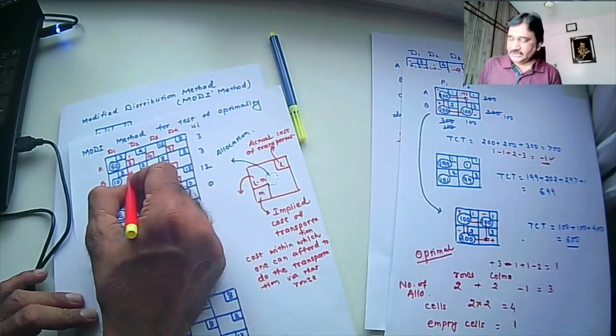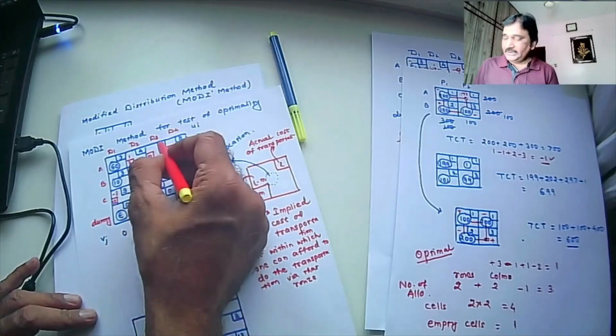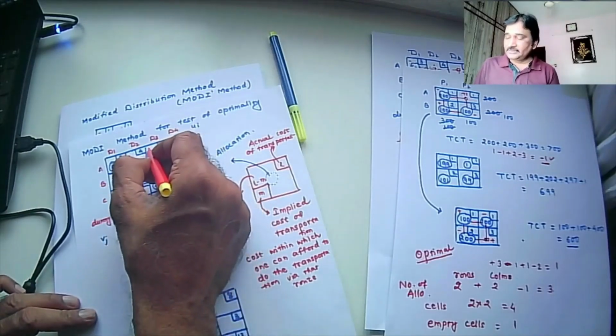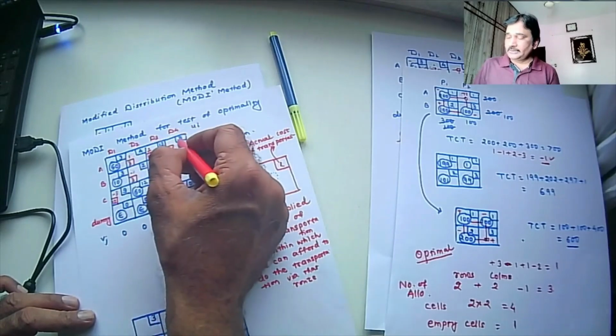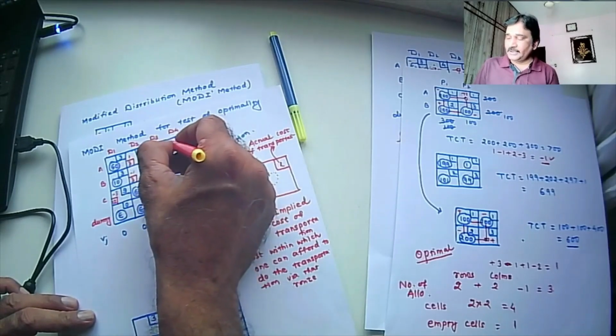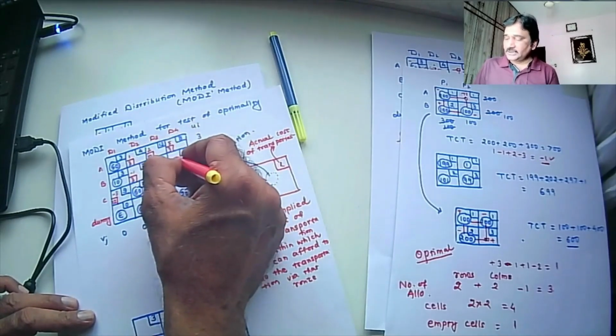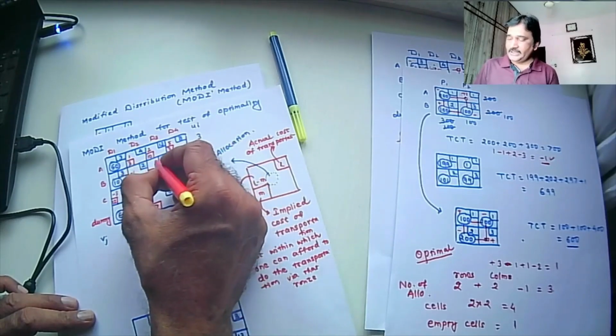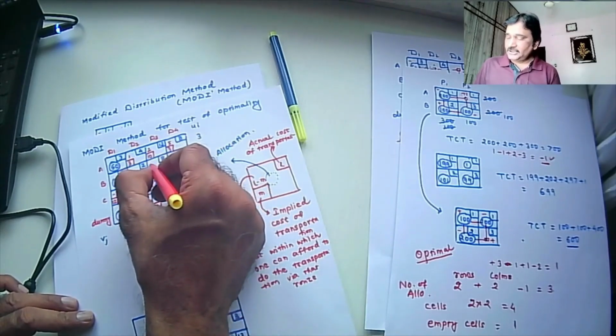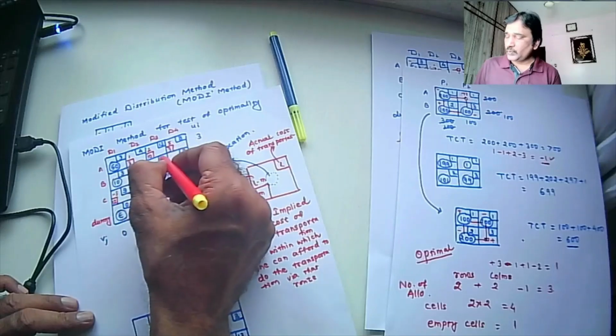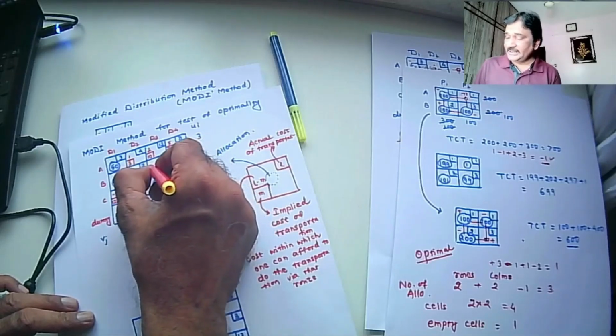Okay, so do it for all the cells. 2 minus 3 is minus 1, then 12 minus 10 is 2, then 8 minus 3 is 5, 3 minus 3 is 0, 8 minus 10 is minus 2.